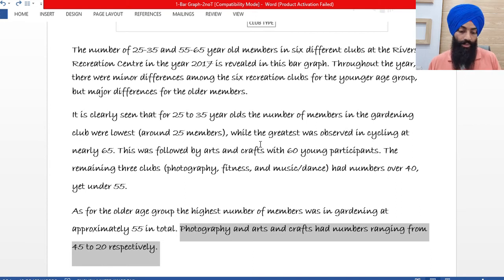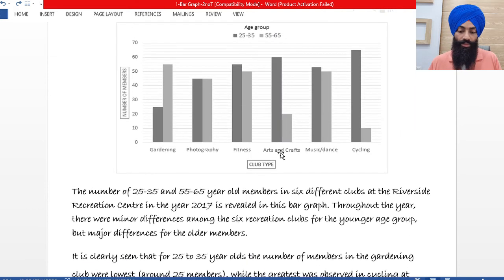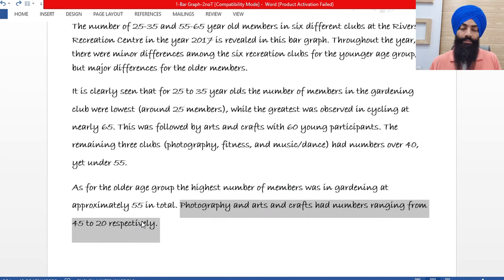It was in gardening. Photography and arts and crafts had numbers ranging from 45 to 20 respectively, right? So these two, photography, arts and crafts, here it was around 45. For arts and crafts it was around 20. Then I linked it by saying respectively.